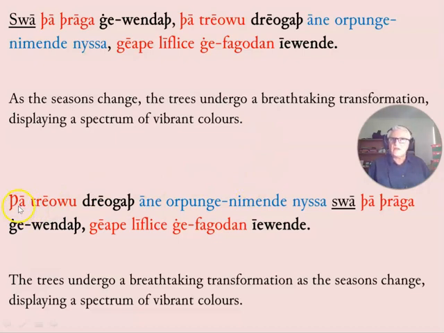Here it is. Yeah, sorry, this part here, I'm going to put this second subordinate clause here towards the front. So, tha tareo darechat ana arpunga niemenda, sorry, nusa swatha tharacha yowenda gepa leafliche yafachadan yowenda. Okay, the trees undergo a breathtaking transformation as the seasons change, displaying a spectrum of vibrant colours.